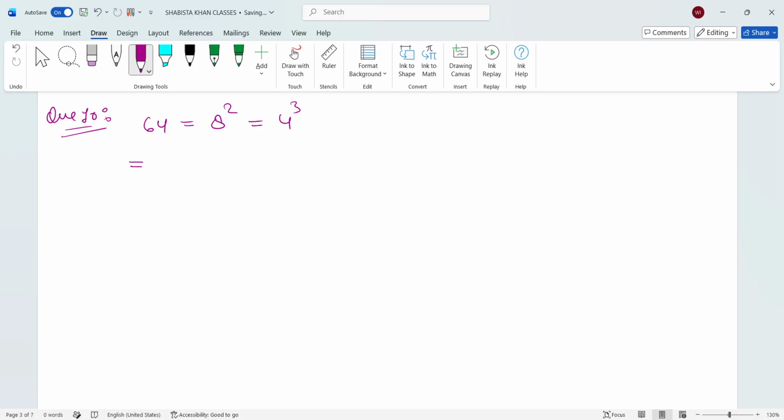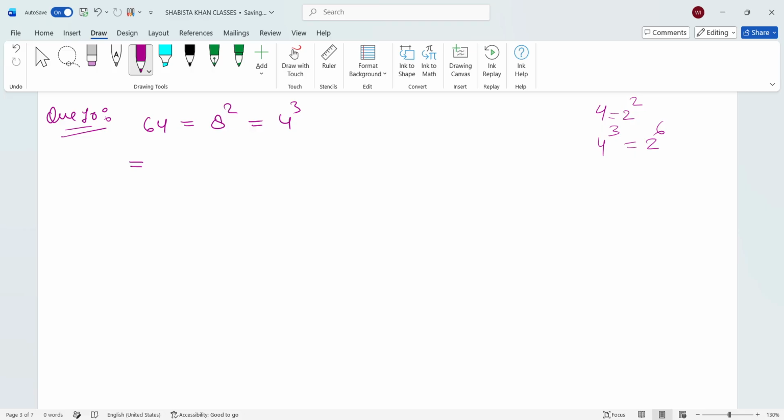8 square, or you can say how many 2's are in 4 cube? As we know, 4 is the square of 2. We can write 4 as 2 square. So how many 2's in 4 cube? It is 2 to the power 6 because it is double. In the case of 4 and 2, we have to do double or half.